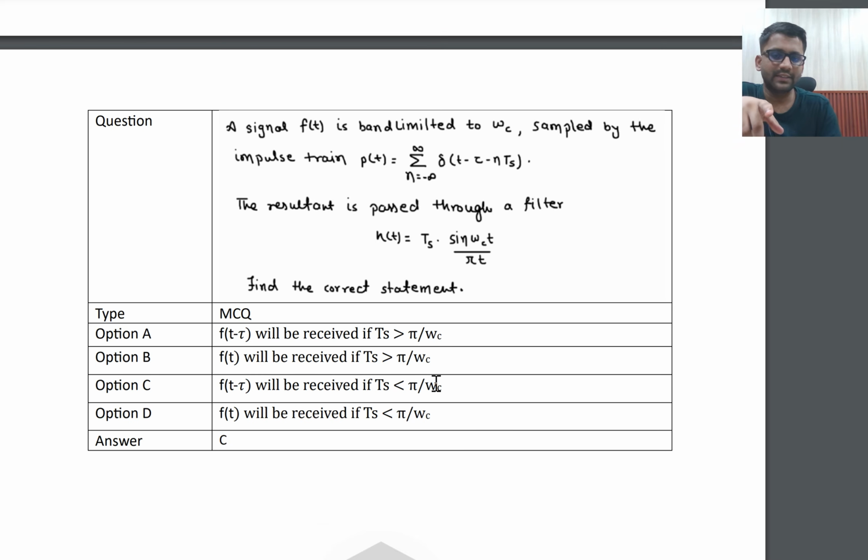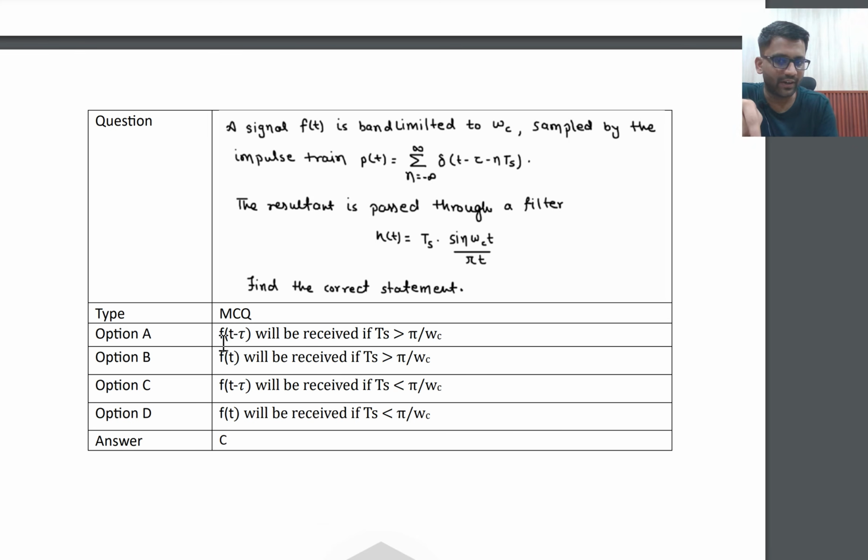So first thing is, what will be the value of Fs? Fs should be greater than 2 FM. So that condition you need to apply. So from there you will get this condition that your Ts should be lesser than pi by omega c. And now you see the pulse train. Usually we take the pulse train to be delta(t - nTs), but here there is a shift of tau. So that shift will be reflected in the waveform as well. So you will be receiving f(t - tau). Okay, you will be receiving f(t - tau).